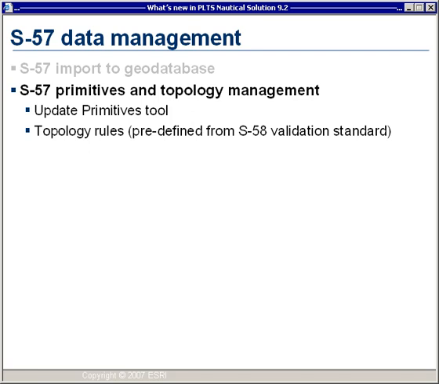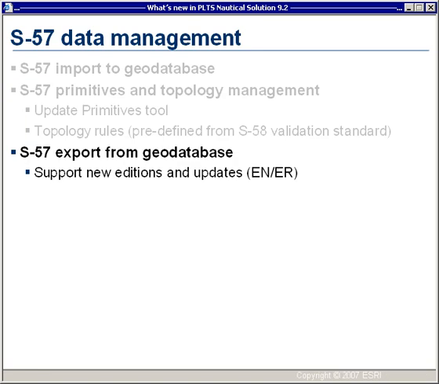These are included with the nautical ENC schema and are predefined from the existing S58 ENC validation standard that the IHO provides. Once we import our data into the geodatabase, manage it within the geodatabase itself, adding features, changing them, modifying them, we can produce ENC, EN, and ER files by exporting from the geodatabase. The S57 exporter supports both new additions, EN files, as well as updates or ER files.